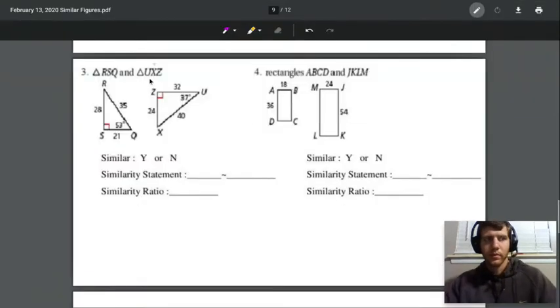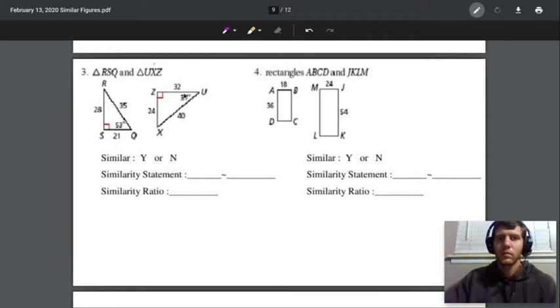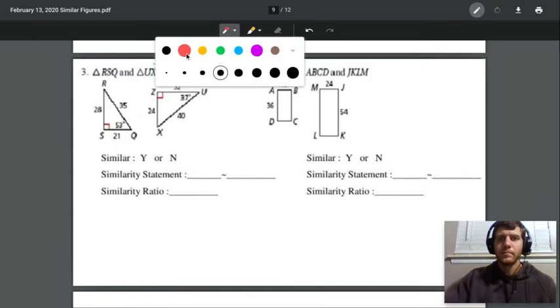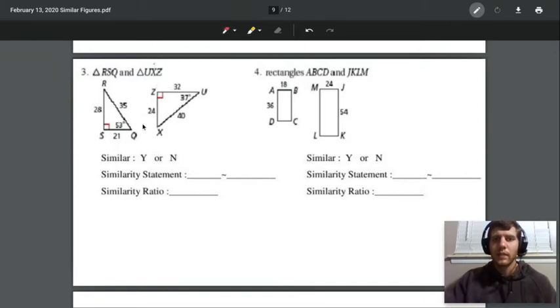So here we have triangle RSQ and triangle UXZ. And so we're going to look to see if they are similar or not. In order for the triangles to be similar, or for any polygons to be similar, we need 2 things. The sides need to be proportional, and the corresponding angles need to be congruent. So let's first look at the sides.